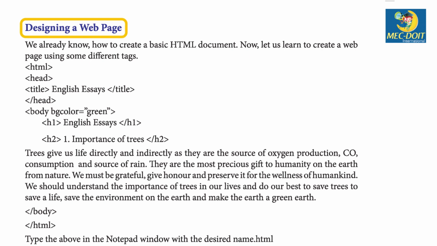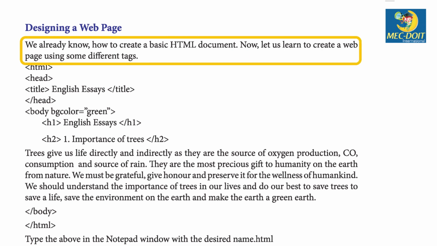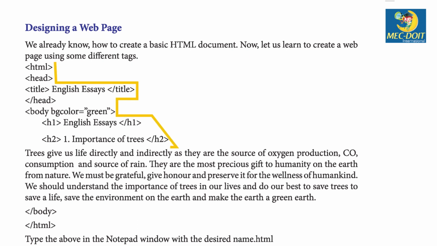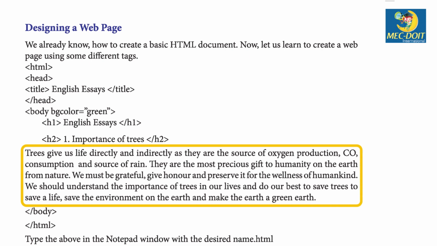Designing a web page. We already know how to create a basic HTML document. Now let us learn to create a web page using some different tags. HTML, head, title, English essay title, head, body bgcolor green, H1, English essay H1, H2, 1. Importance of trees H2. Trees give us life directly and indirectly as they are a source of oxygen production, CO2 consumption and a source of rain. They are the most precious gift to humanity on the earth from nature.